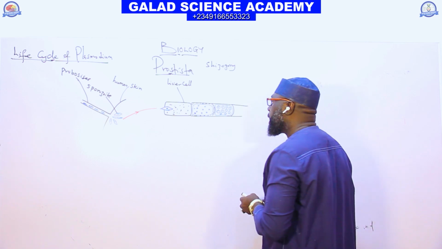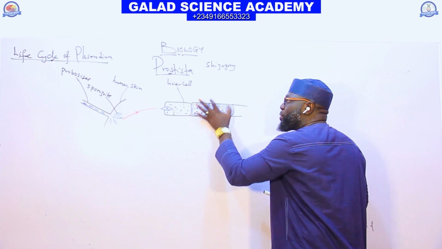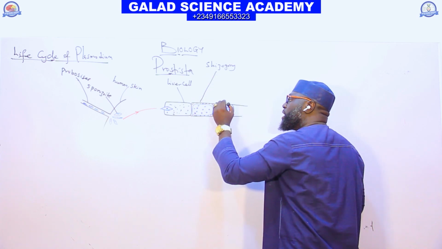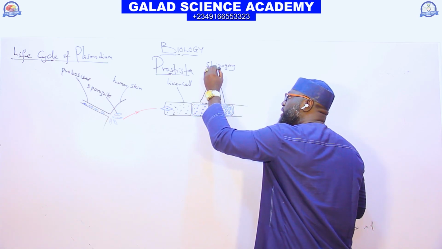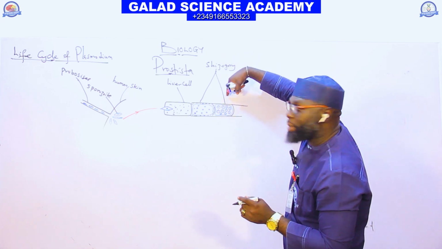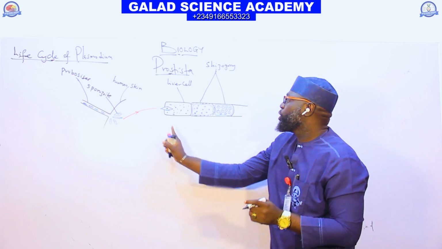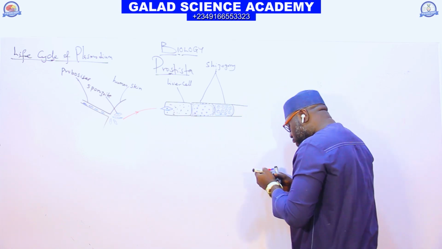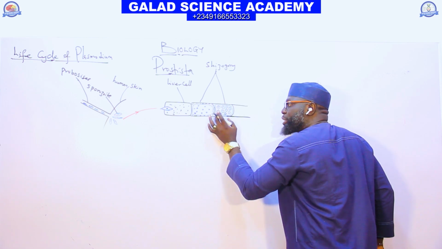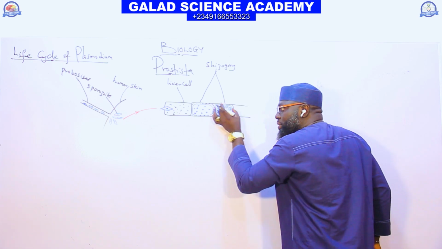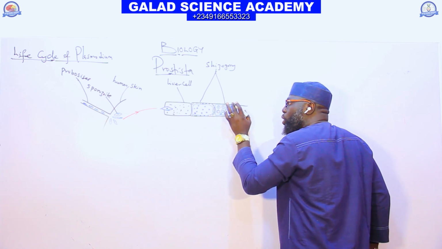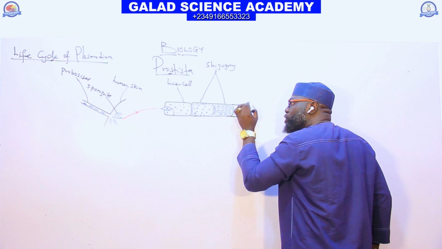So everything that happens here, we call it schizogony, the asexual reproduction by multiple fission in the liver. And we should now get to a point when the daughter cells we have here mature.